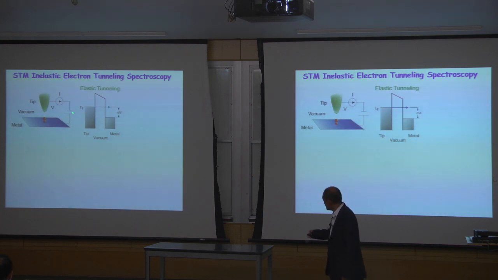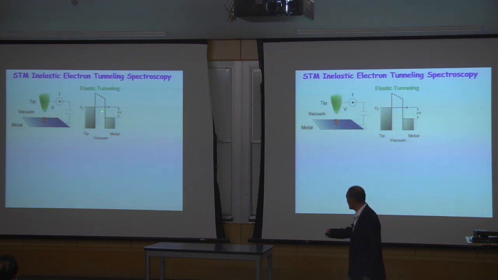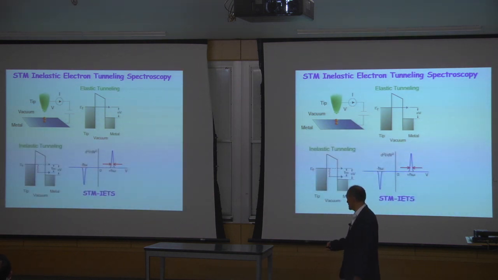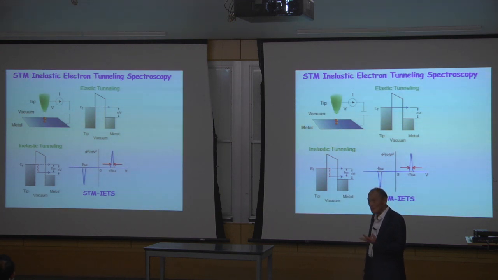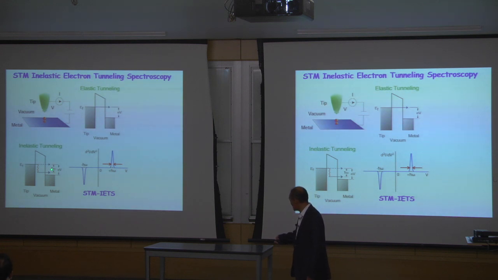So basically, this voltage here gives you the energy of the electrons that are tunneling through this vacuum barrier here. Now, most of the electrons tunnel elastically. That is, they go through this junction without losing any energy. About 1% to 5% of the electrons can tunnel inelastically if the bias, or the electron energy, is sufficient to excite whatever excitation is present inside this molecule. And one of the excitations is the vibrational excitation.